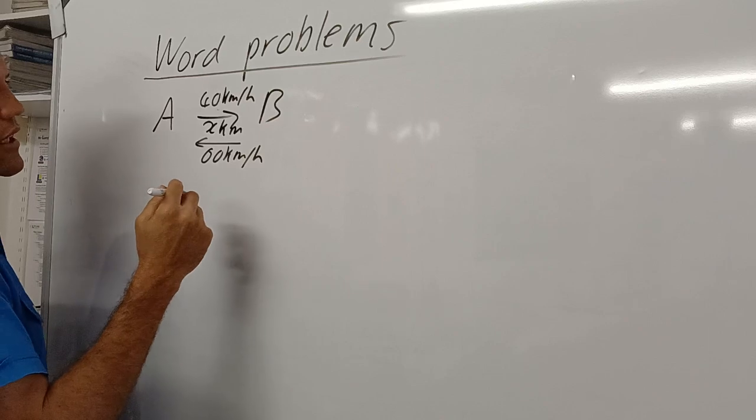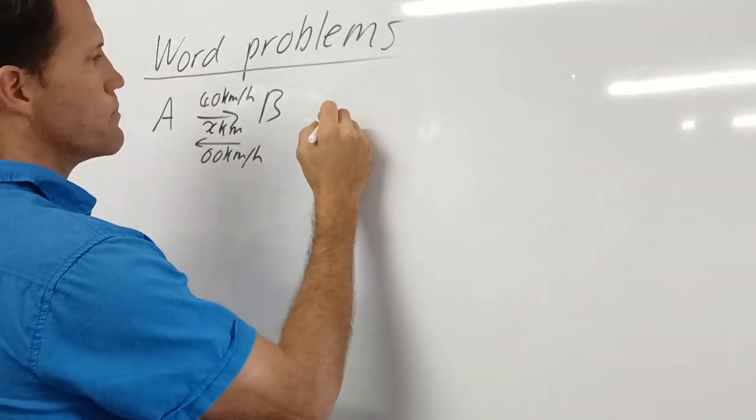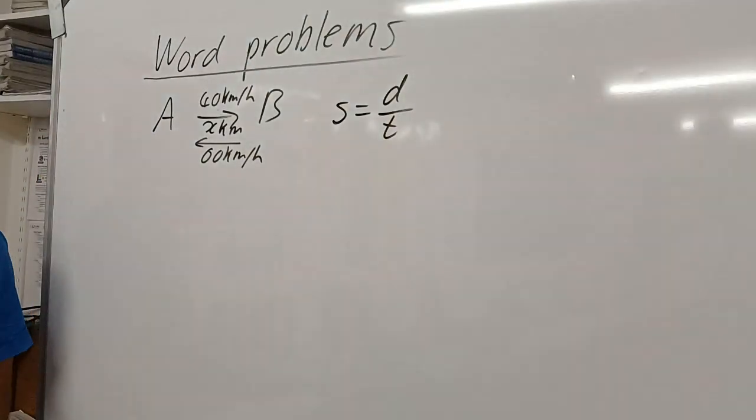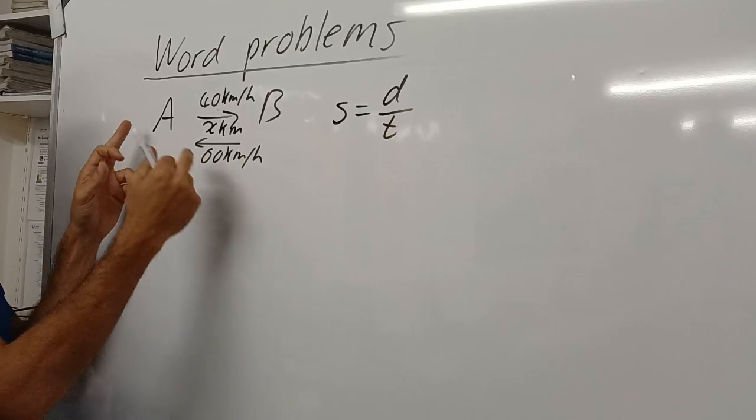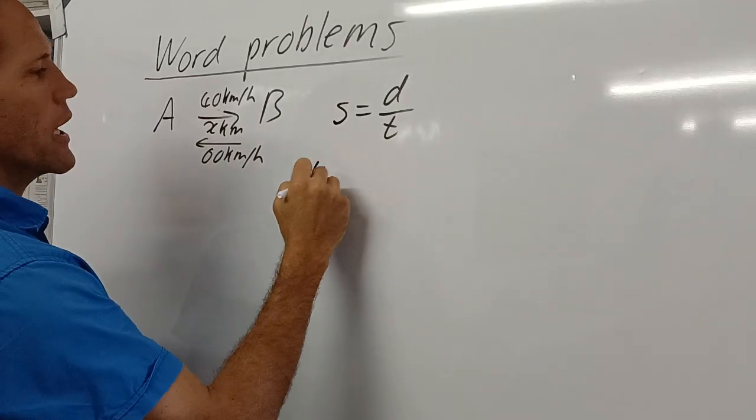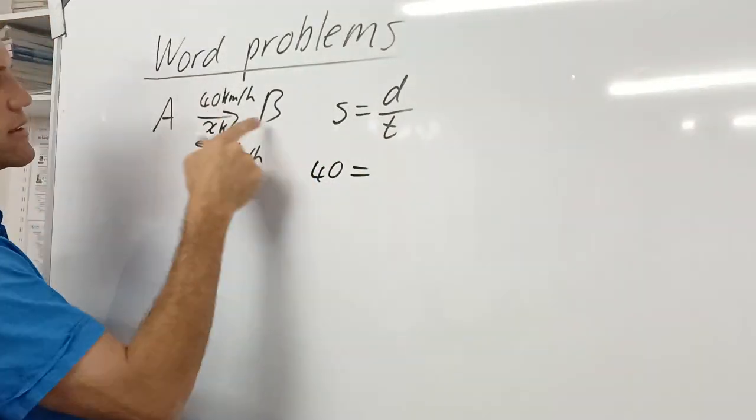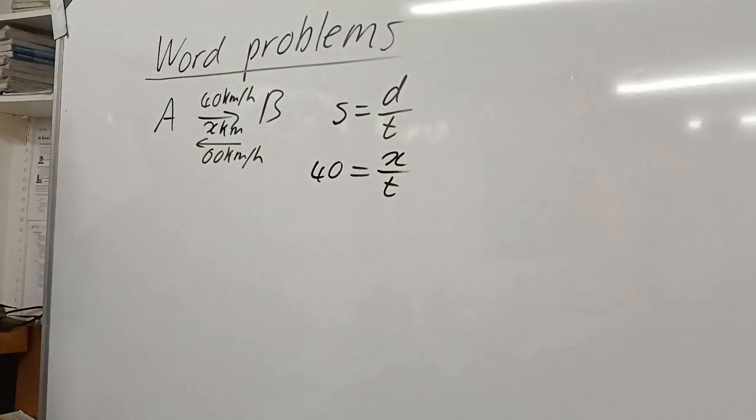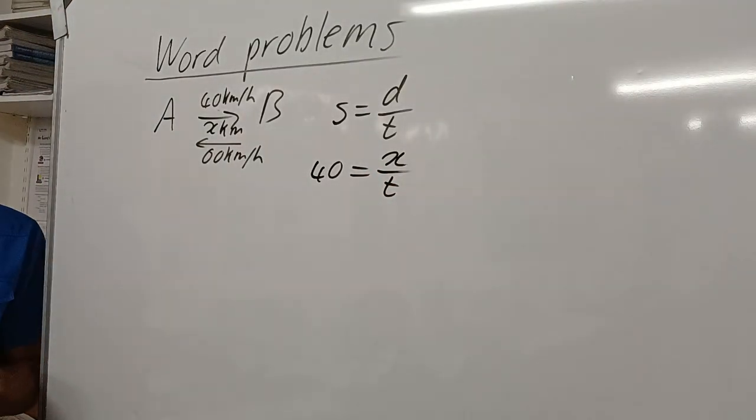So let's think. We know, at least, that speed is equal to distance divided by time. Sometimes you just have to write what you know. If you're not sure what to do, just write what you know. So if we look at A to B, it's going to be 40 kilometers per hour. The speed is equal to the distance, which is x, divided by the time. And we're not sure what the time is.